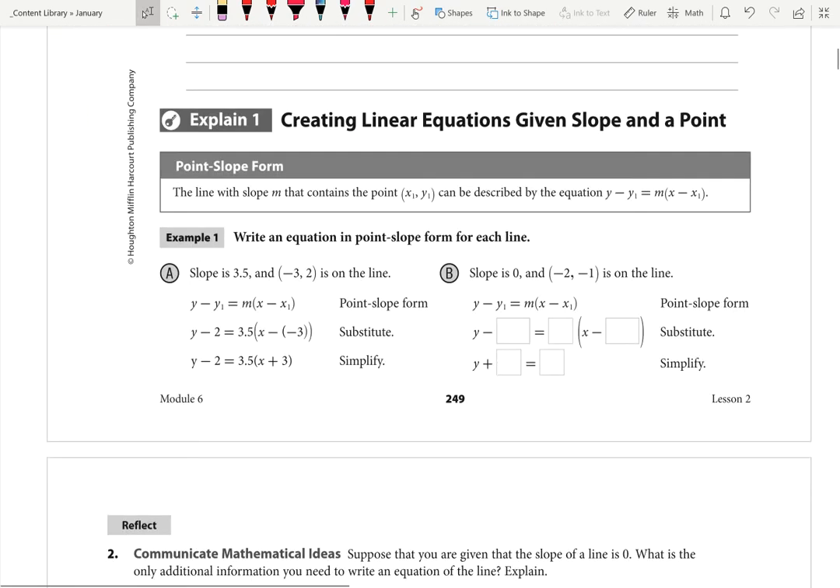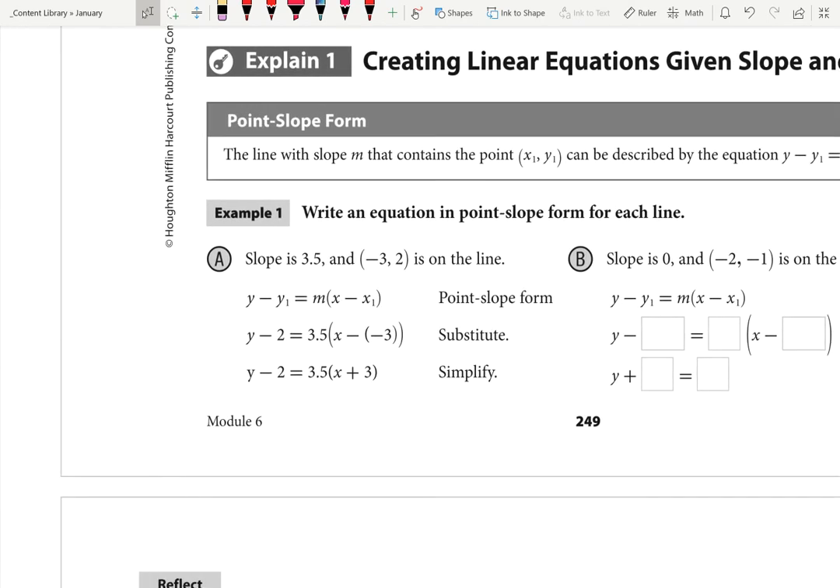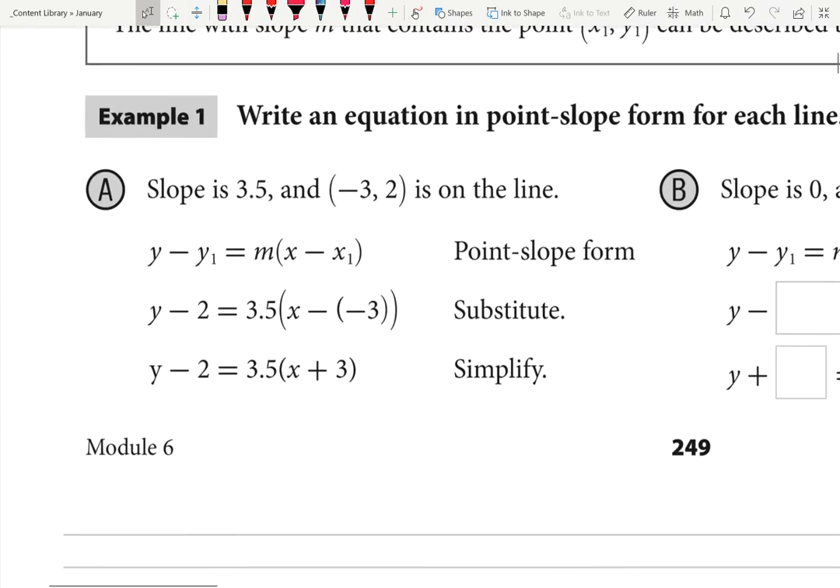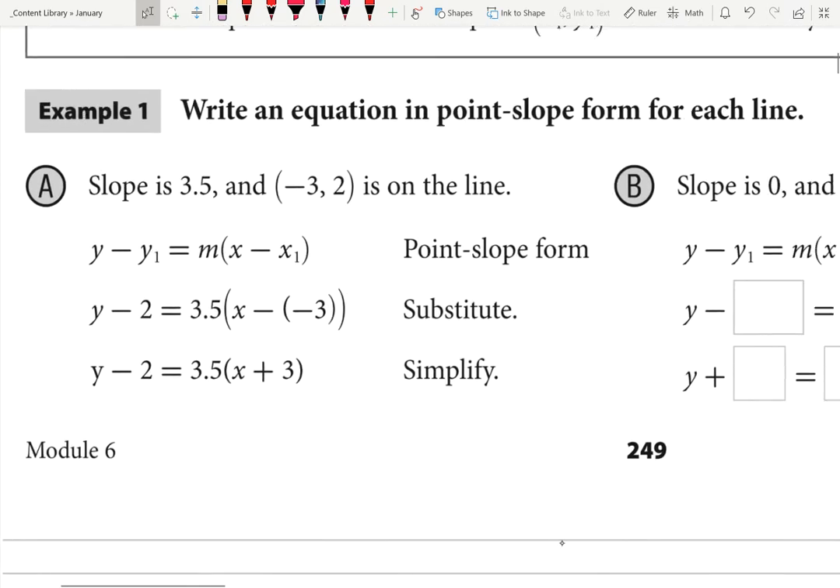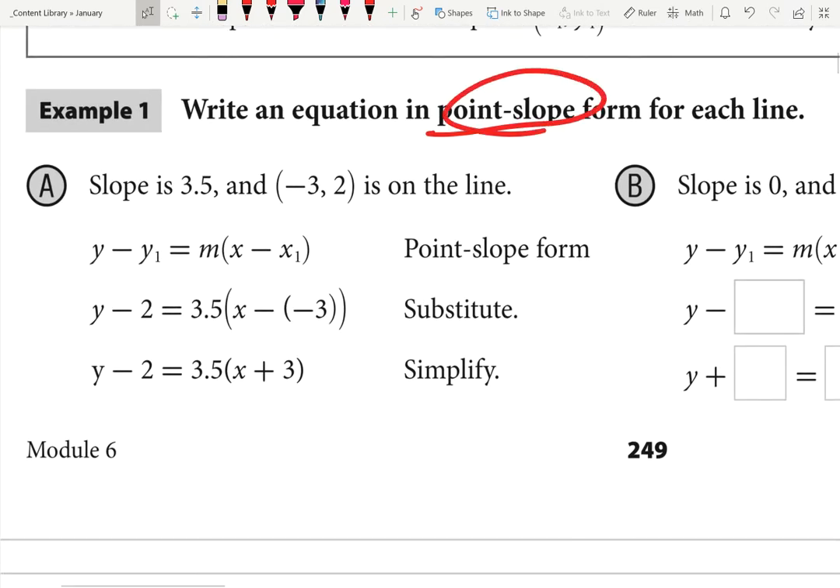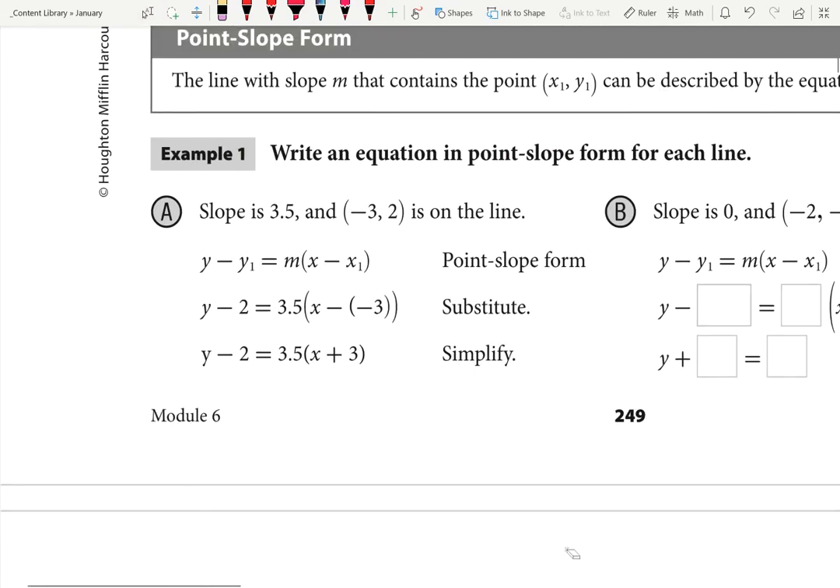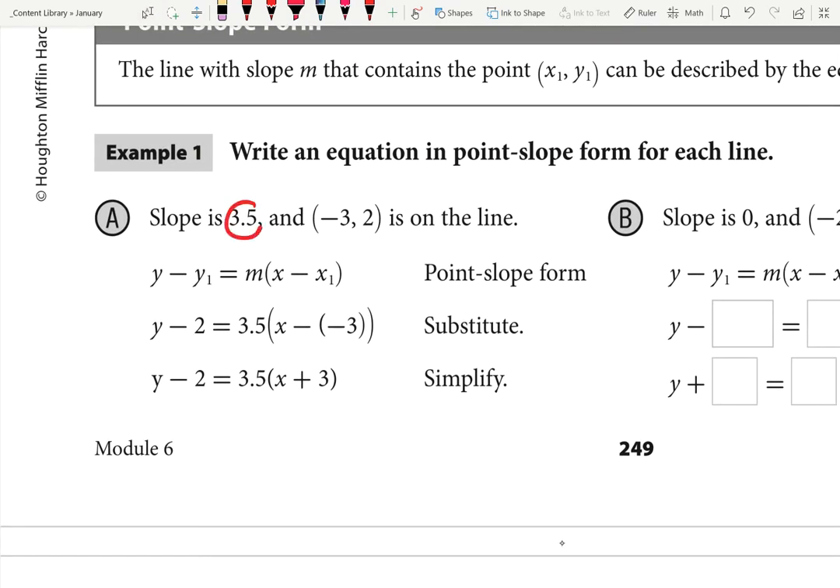Now, look down here at the bottom of page 249 and look at the example here on example A. Now, we're asked, hey, write an equation in point slope form for each line. So what we're given here in example 1 is, okay, slope is 3.5, and -3, +2 is a point on the line. Remember, the -3 is the x value, and 2 is the y value. So here's your formula, if you will, for point slope form.